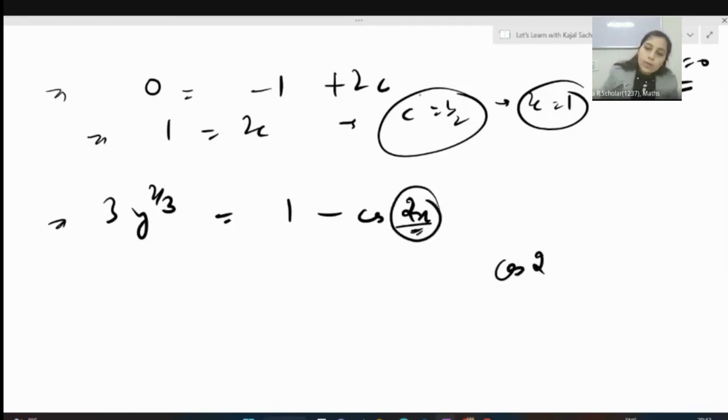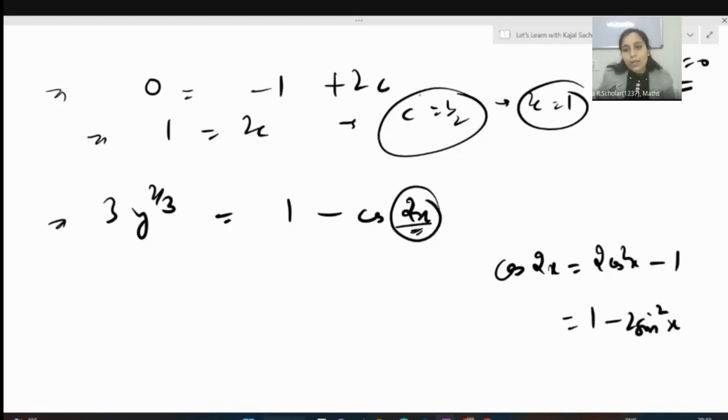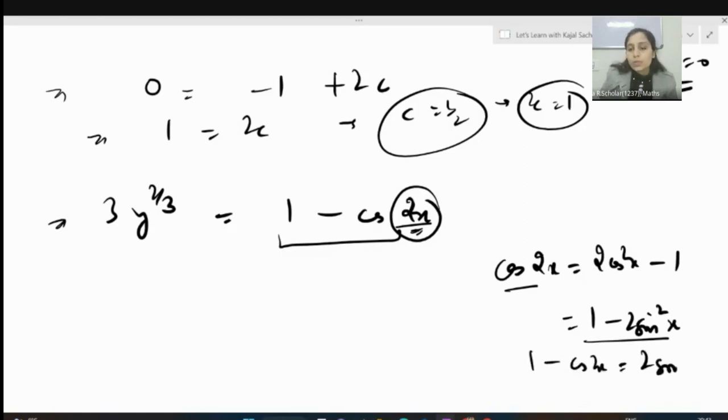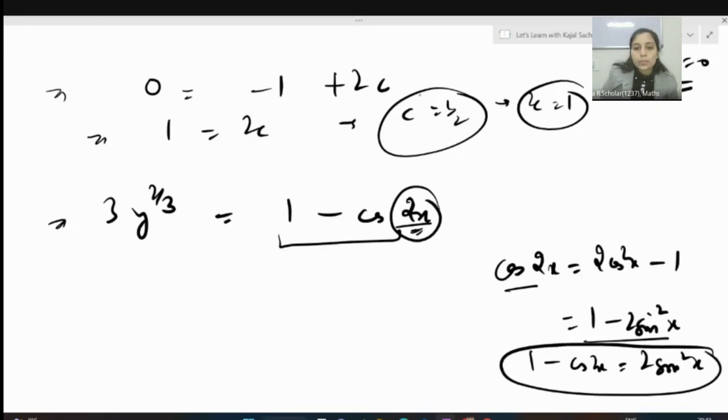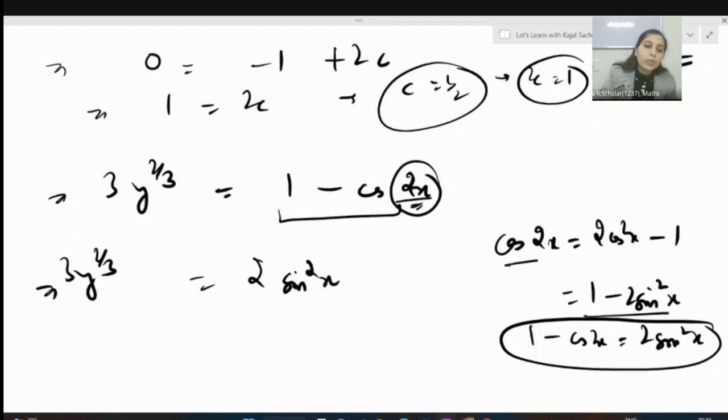So we know the formula, cos 2x is equal to either 2 cos square x minus 1 or 1 minus 2 sine square x. Here we can see that we want 1 minus cos 2x. So for 1 minus cos 2x, we have to use the second formula. So 1 minus cos 2x is equal to 2 sine square x. So substituting this, 2 sine square x, and here 3y^(2/3).